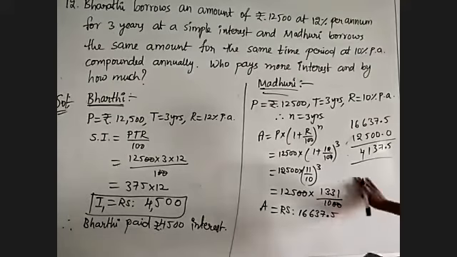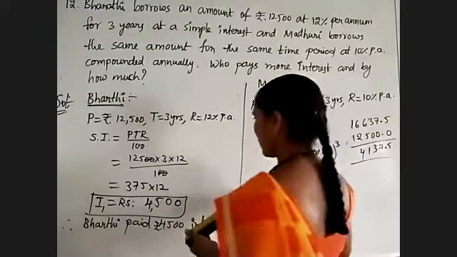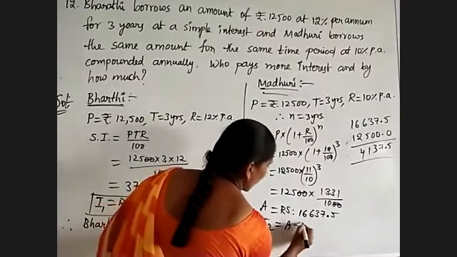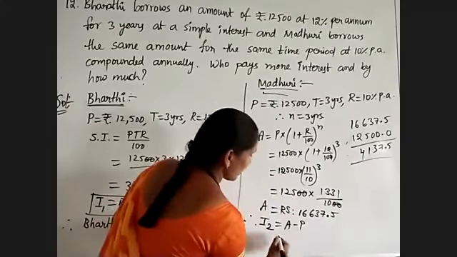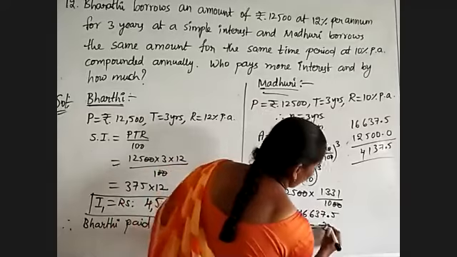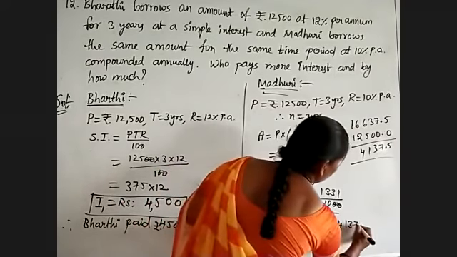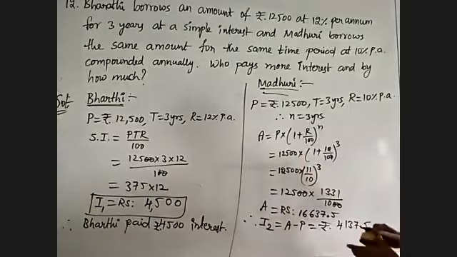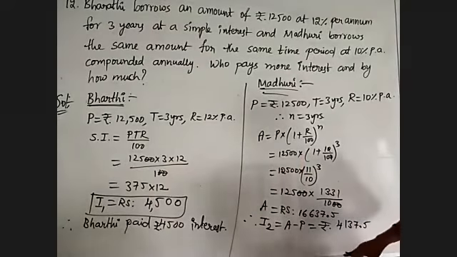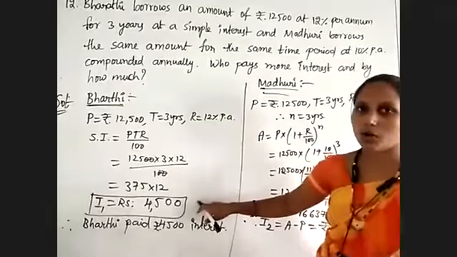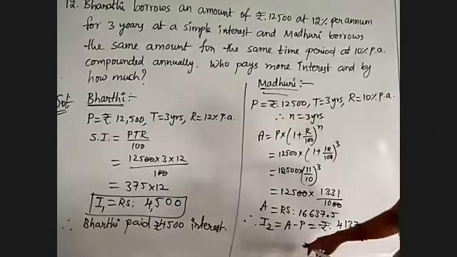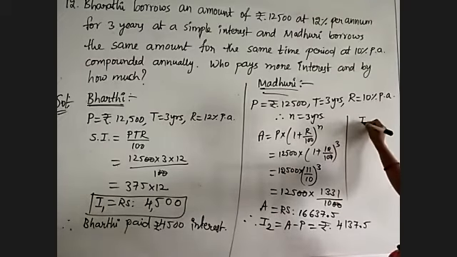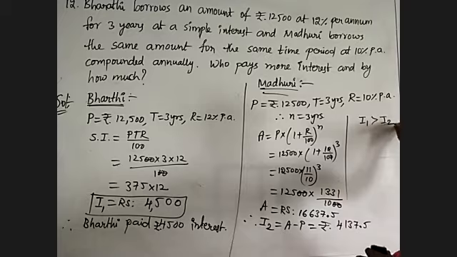4,137.5. So therefore, interest paid by Madhuri is equal to amount minus principal, which will be equal to, directly I am writing 4,137.5. Now by observing these two values, it is very clear who paid more amount: 4,500 is more than this. Yes or no? So interest paid by Bharati is greater than interest paid by Madhuri.